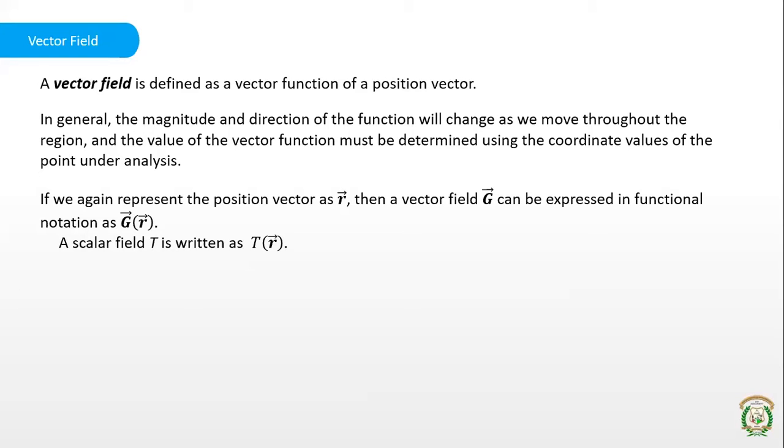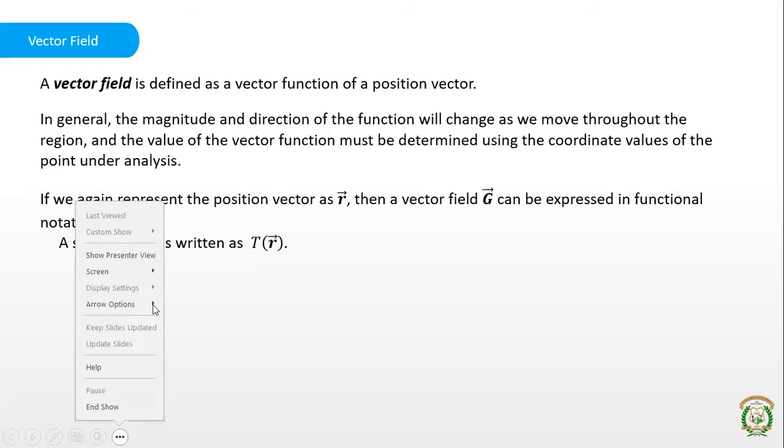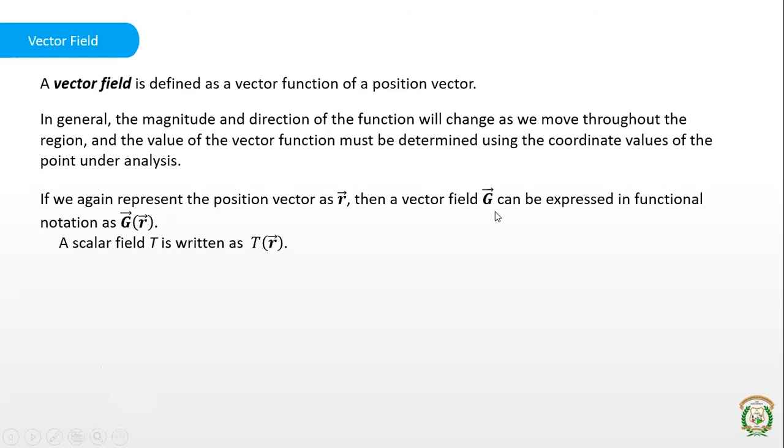If you represent the position vector as r, then the vector field can be given as g. R is the position vector of a particular point, and the vector field is g. The functional notation of vector g is written as g of r, because g is a function of r. The vector field is a function of the position vector.